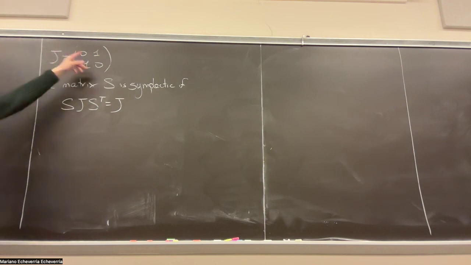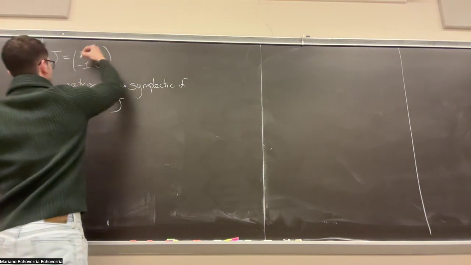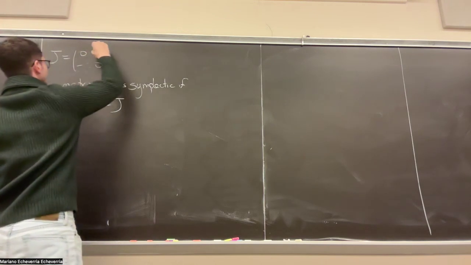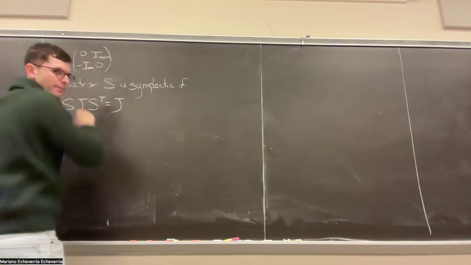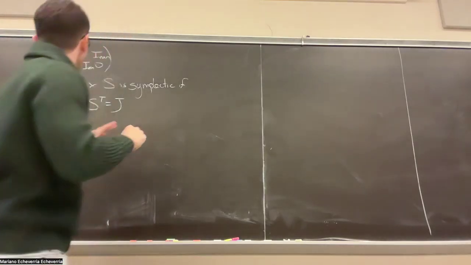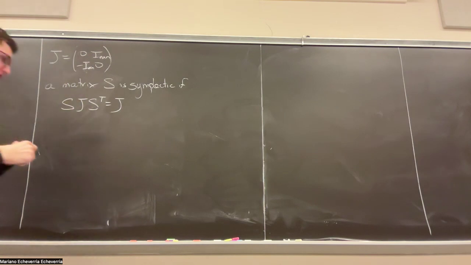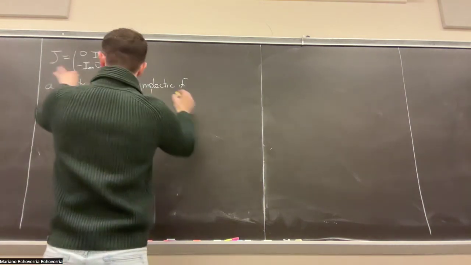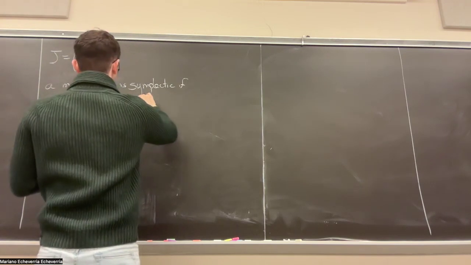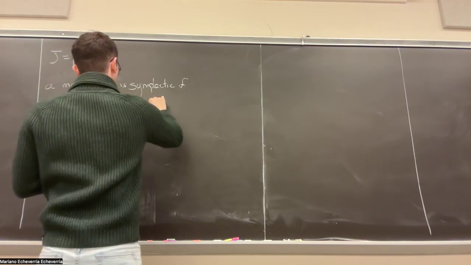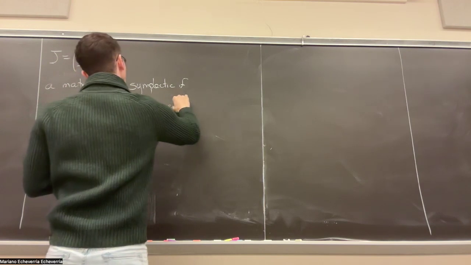So when it's not 2 by 2, you just put the identity of size n by n, like here, and minus the identity of size n by n. Okay, so this is the correct definition for any even matrix.